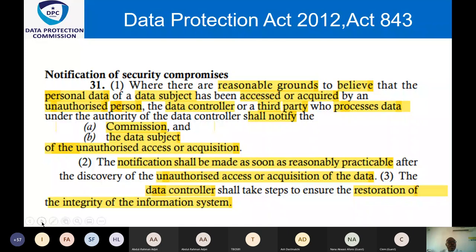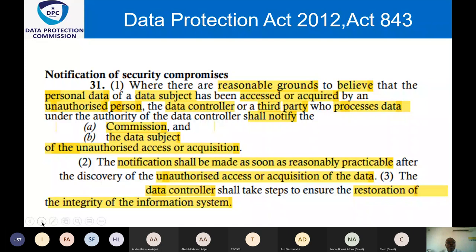So you see, it's an authorized person who processes the data. So it doesn't speak about a third party processing data. So the vendor who supplied or provided the software, who is also processing data, would have to notify the breach under section 28 of the act.